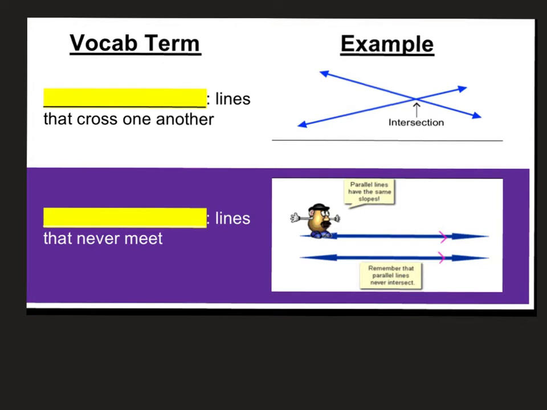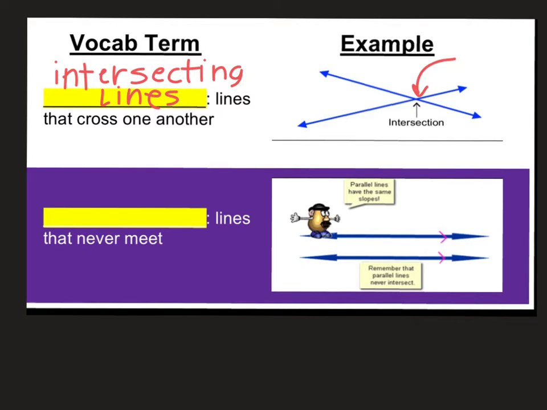So the first one we're going to talk about is intersecting lines. So go ahead and type those. Intersecting lines are lines that cross one another. Notice in the example, there's two lines, they crisscross. It's kind of like a road, right? So right there in the middle is the intersection.